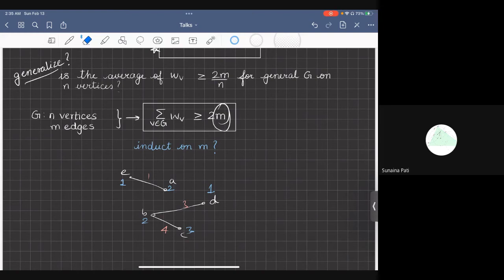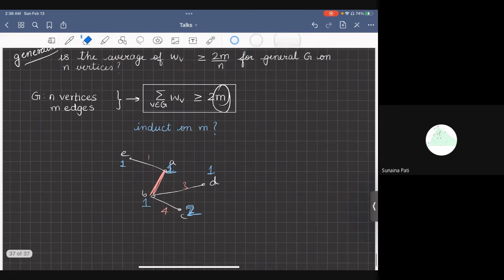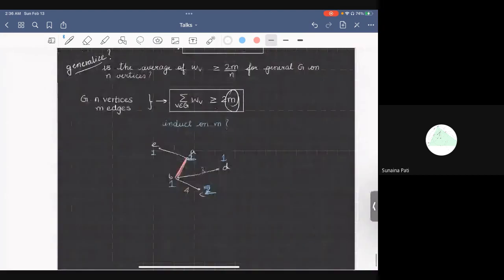Suppose I delete this. What do the labels become now? It's 1 and 2 and 1 or something. This is 1 and 1. And why is it that if I add the heaviest edge, then the sum of the weights increases by at least 1? So let me write down what I said so far.